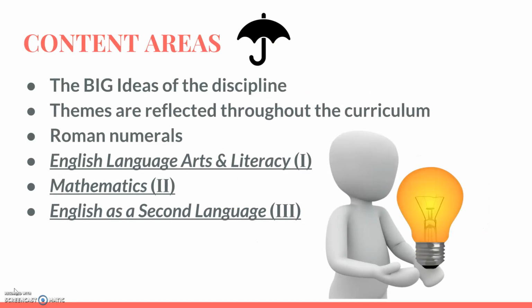The big umbrella that represents the content areas that I've mentioned in the last couple of slides really reflect the big ideas of the represented discipline, ELA, math, or ESL. The content areas are actually the themes that run throughout the curriculum. You will see that the content areas will be represented on your printed copy with Roman numerals: English language arts and literacy, Roman numeral 1, math, Roman numeral 2, and ESL, Roman numeral 3.